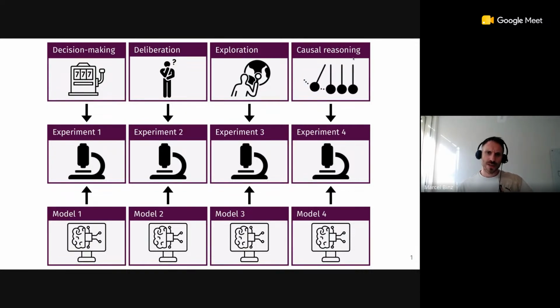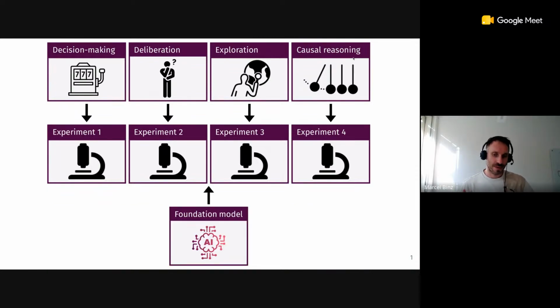So I think a situation we would much rather like to find ourselves in looks something like this, where we have a unified computational model that can capture all of human cognition jointly within a single architecture. I call these models foundation models of human cognition, in analogy, obviously, to the foundation models that have become popular in the machine learning community in recent years. And if we would have access to such a model, that would allow us to make much more robust and much more generalizable claims on how the human mind works.